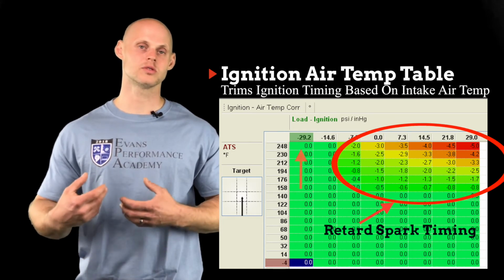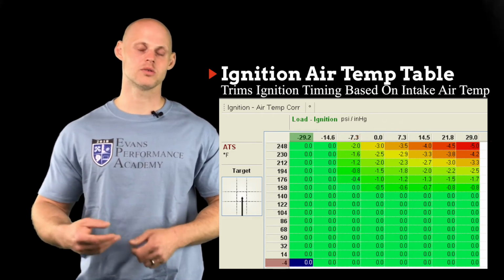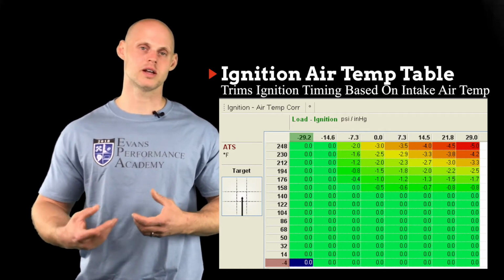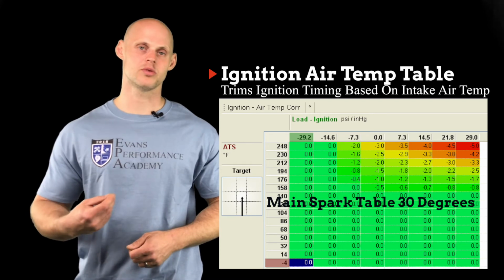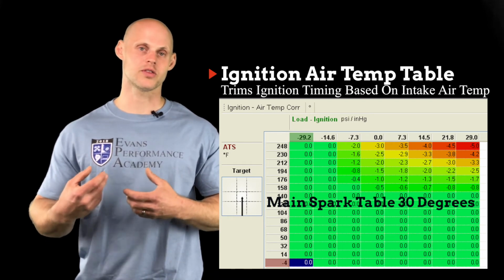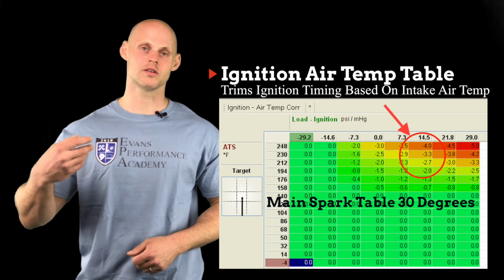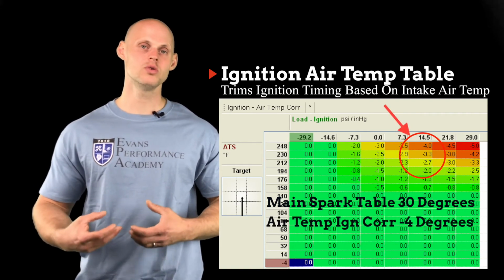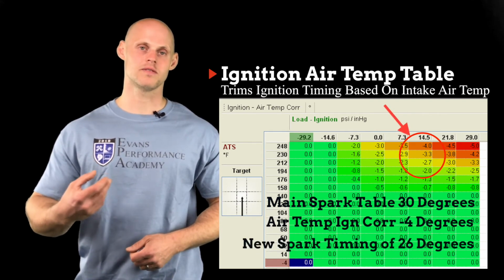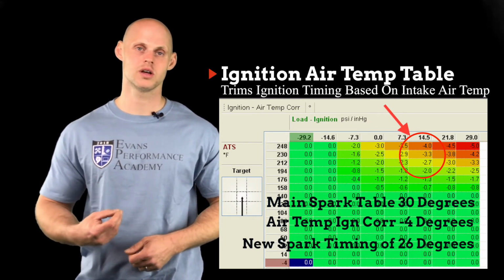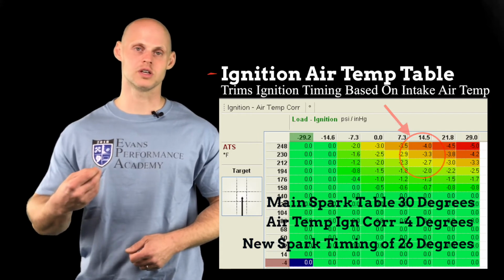Now this table is going to be a modifier map to our main spark timing. If we look at our main spark table and at a particular engine load and RPM point, if we found that we were operating at 30 degrees, and this table was showing that we would be pulling out -4 degrees, we'd have a new combined ignition timing value of 26 degrees that we would deliver to our spark plug. And again, we do this to avoid pre-ignition and knock conditions.